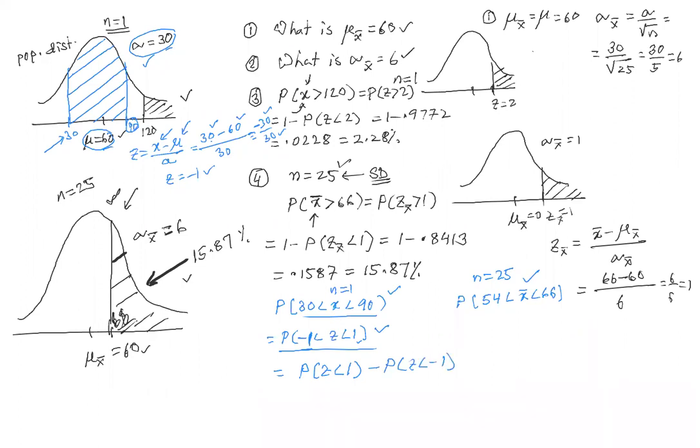Which, by the way, is the same as, the probability of Z less than 1 is 0.8413 minus the probability of Z less than -1, which is 0.1587. If you do the math, it comes out to 0.6826, which is the same as 68.26%.